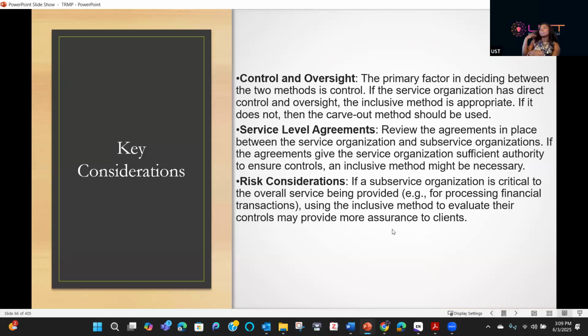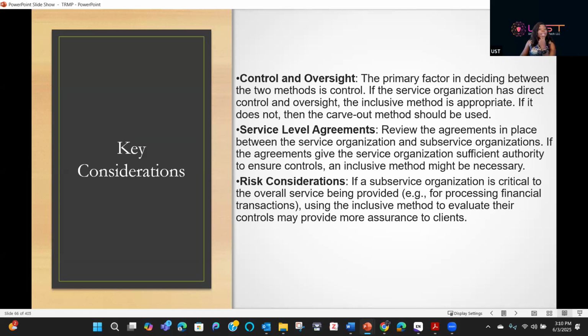I love it. What's a key consideration? We have controls and oversight. The primary factor in deciding between the two methods is control. I've told you people over and over again: if you understand security controls, you are good. I'm not kidding. It doesn't matter which framework or which standards, the same principle applies. If the service organization has direct control and oversight, the inclusive method is appropriate. If it does not, then the carve-out method should be used.